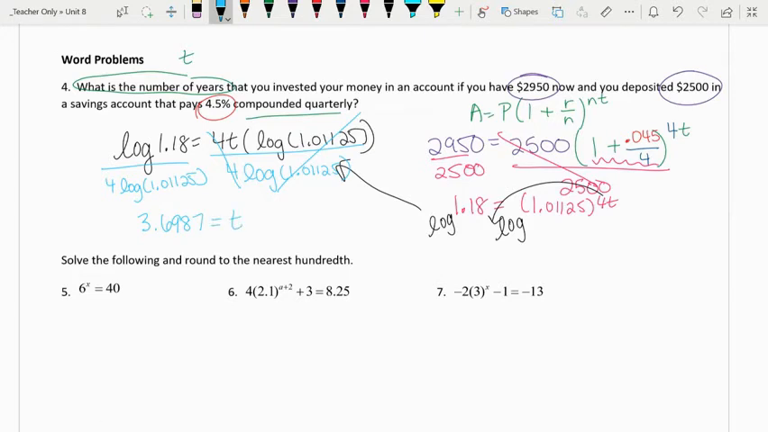Now, it doesn't really make sense to do 3.6987 years, so I'm okay if you round up or down. You do need to give me a solid number, so I would definitely say round up here. So you would say 4 years. It'll take you 4 years to get there.